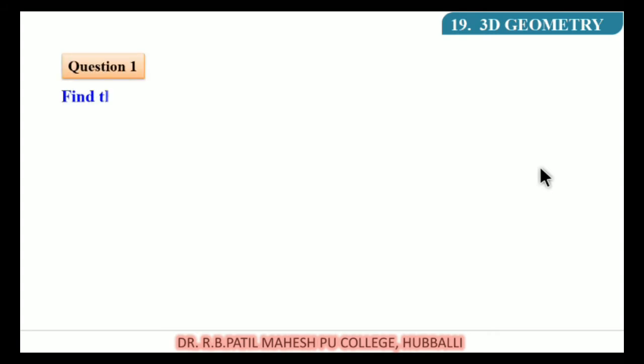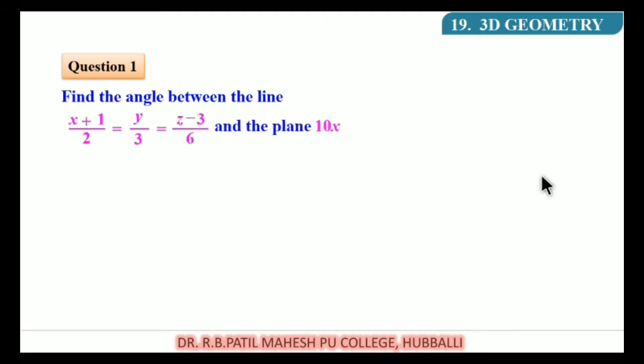Question number 1: find the angle between the line (x plus 1) divided by 2 is equal to y by 3 is equal to (z minus 3) by 6, and the plane 10x plus 2y plus 11z is equal to 3.